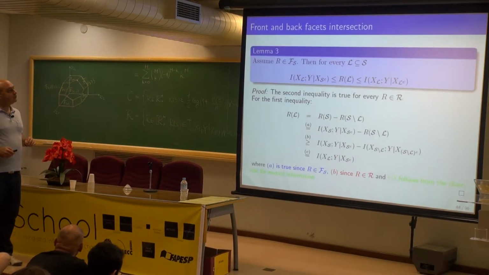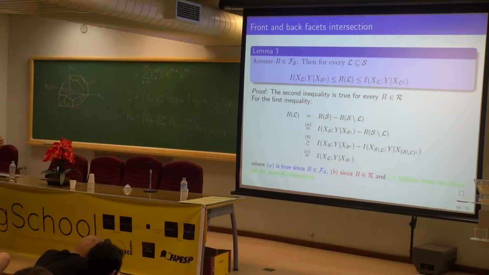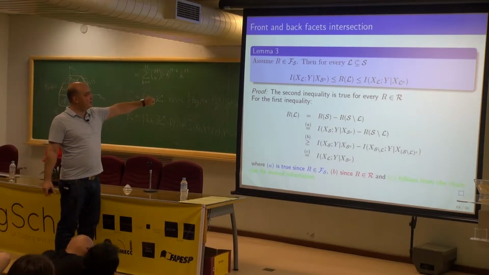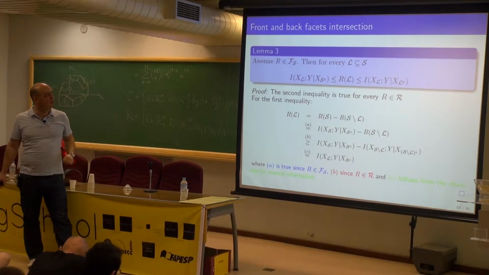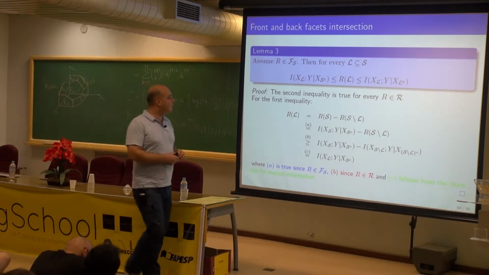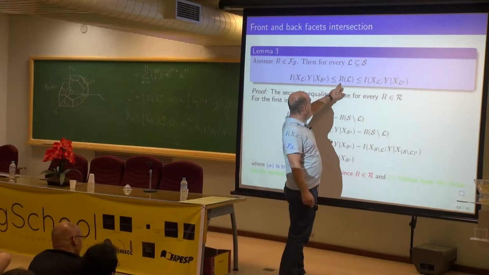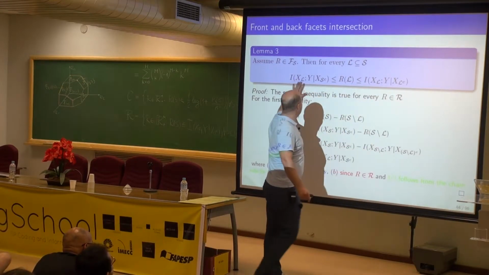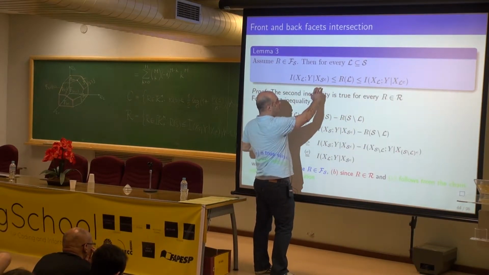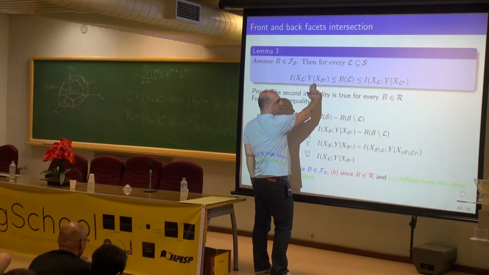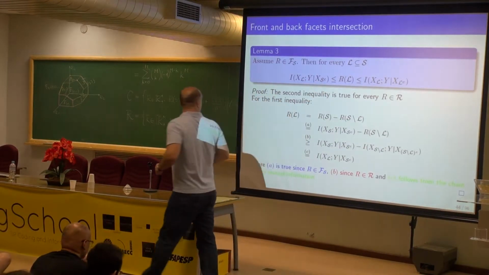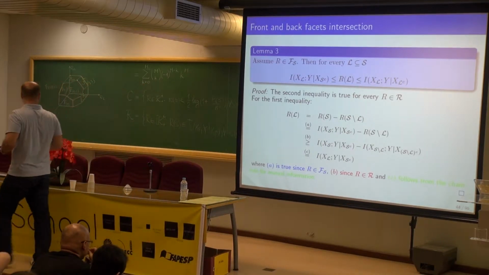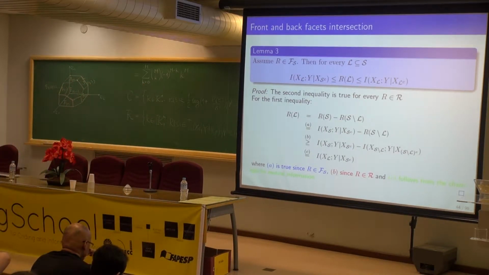So now what do we need? We need to see how the front and back faces intersect. This is an auxiliary lemma that is not that hard to prove. It's basically claiming that R_L is in between this quantity and this quantity. These quantities are similar, except that in the conditioning we have S here, different from L complement. You can look at the picture to see what's going on.